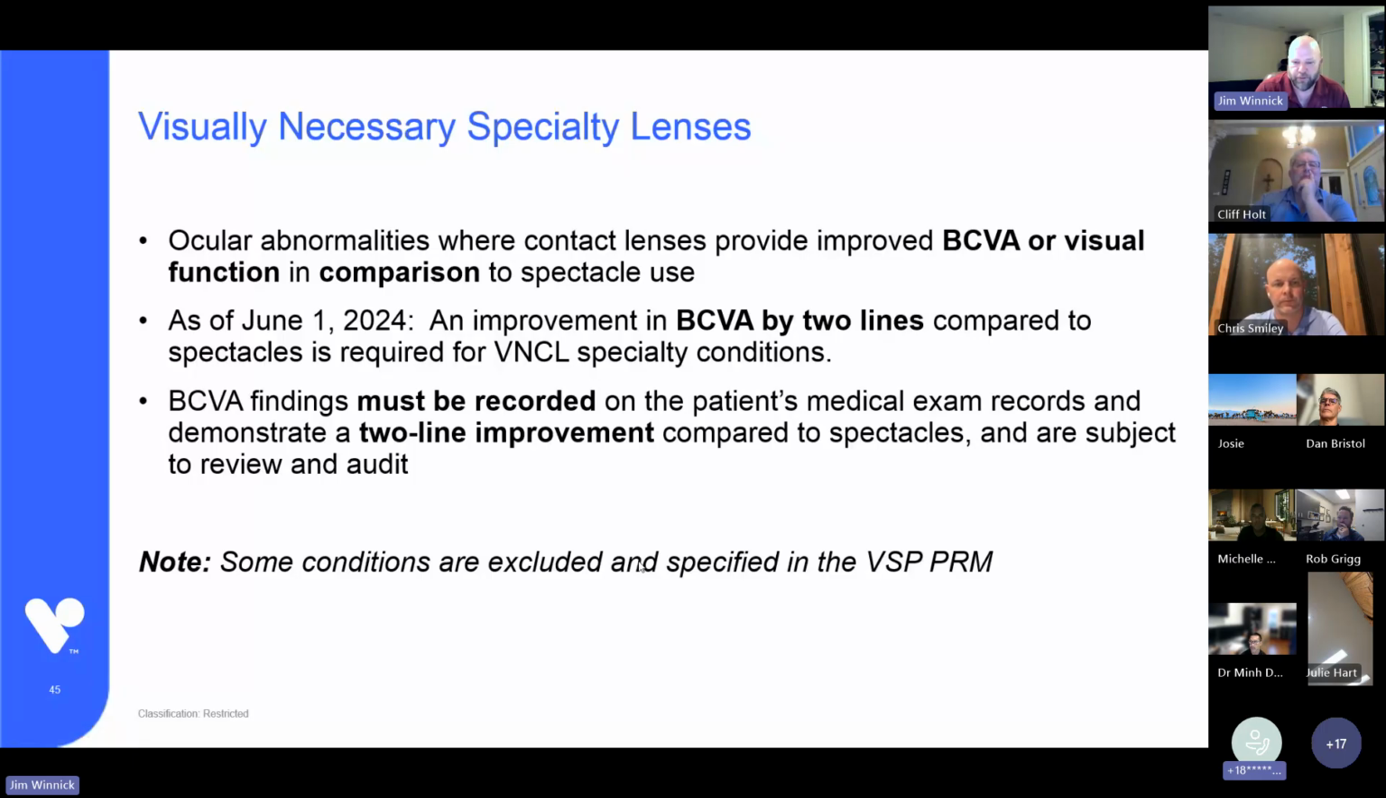There are a handful of conditions excluded from this requirement, above and beyond the ones I already mentioned with refractive errors. But this was put in place because these are supposed to be visually necessary as an improvement over glasses, because the concept of a contact lens on the eye improves quality of life over glasses. And unfortunately, this has been an area of abuse, and that's one of the reasons why these rules have come into place to prove that we do have an improvement in acuity.